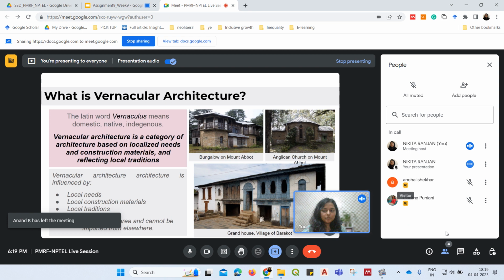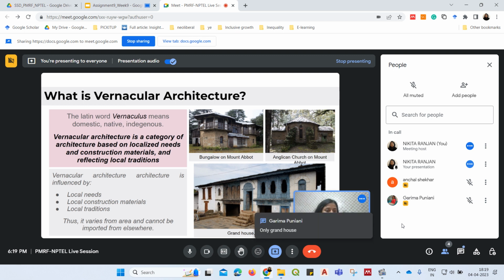You can answer. Anchal and Garima, do you think both these are examples of vernacular architecture, or only the grand house is? Okay. Garima is saying only the grand house, while Anchal is saying that both are. So Anchal is correct here. Both of them are examples of vernacular architecture.